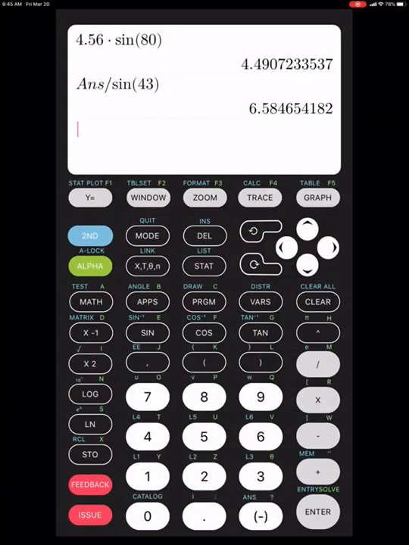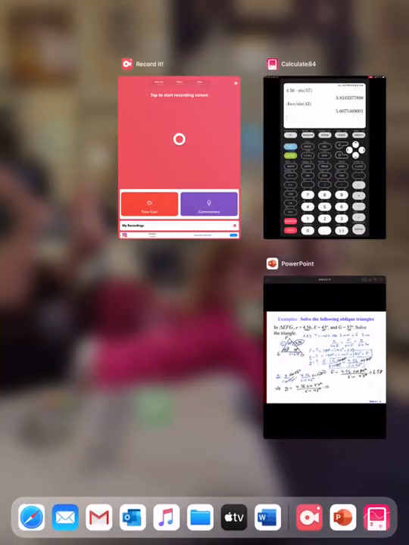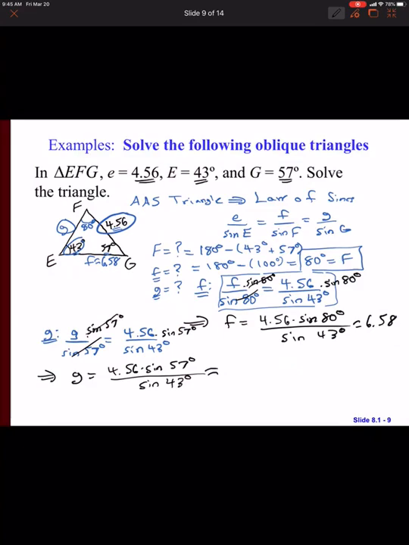So let's put that in our TI. As we type that in, we have 4.56 times the sine of 57 degrees divided by the sine of 43 degrees. There it is typed in on a calculator, and we're going to round it to the nearest hundredth. So 5.61, rounded to 2 decimal places.